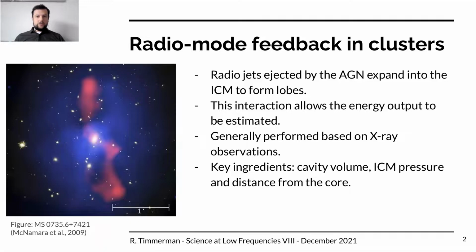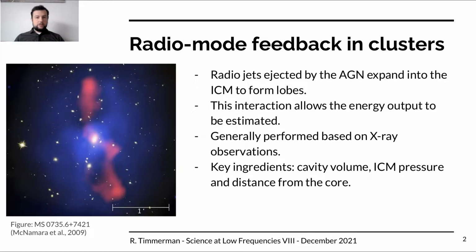The situation here is that we have a supermassive black hole located at the center of the cluster. This black hole emits two radio jets in opposite directions. These expand into the ICM against the external pressure to form radio lobes. Based on this interaction between the radio lobes and the ICM, we can measure how much energy is actually being injected by the black hole into the cluster environment.